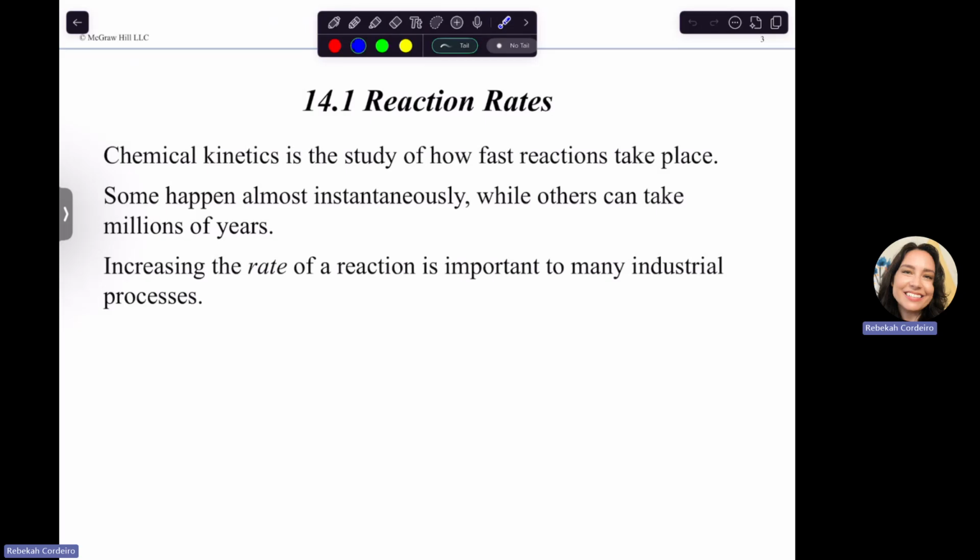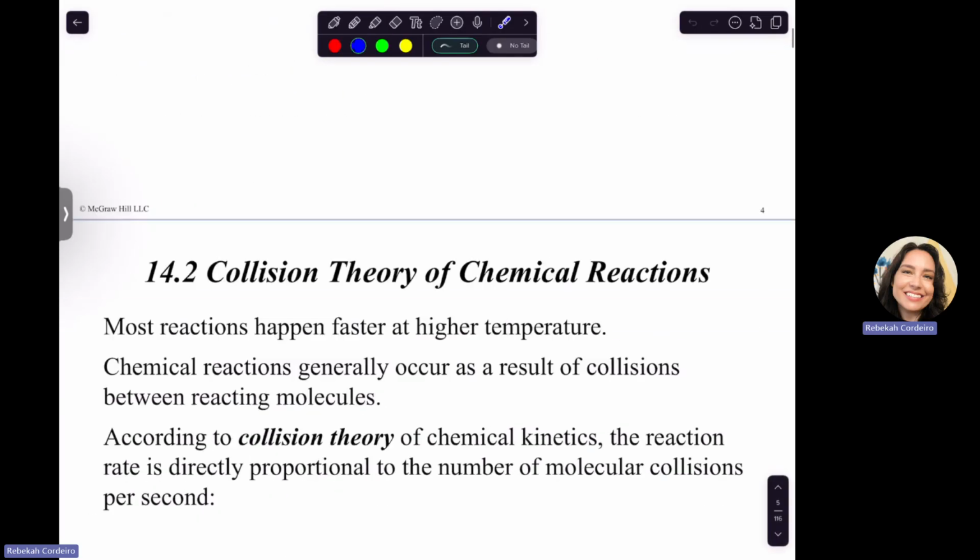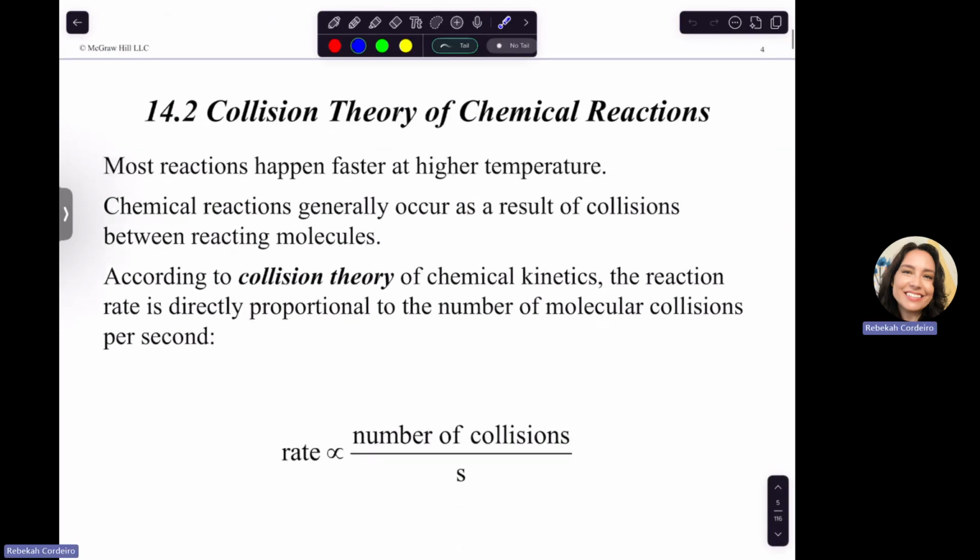So increasing the rate of reaction is really important, especially if you are trying to manufacture something in a chemical reaction. You need it to not take years and months, right? You need it to be something that can happen fast. So we need to think about how we can increase the rates of reactions. To understand the rates of reactions, we have to understand how chemical reactions happen.